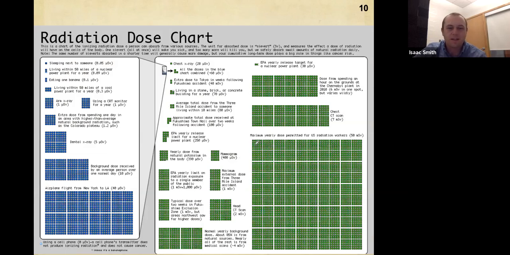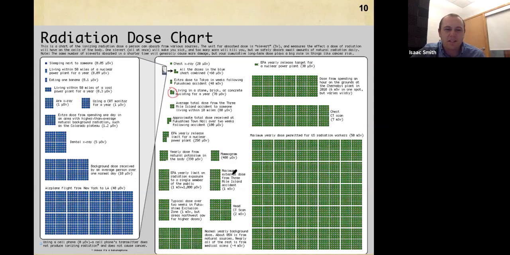So if we look at the left, sleeping next to somebody gives off 0.05 microsieverts, okay? And if we go down here, an airplane flight gives out 40 microsieverts, okay? And then this is showing that all these put together is about the same as the 3 of these little blocks, okay? So let's say you live in a stone or brick or concrete building for a whole year, you're going to get about this much radiation, okay?